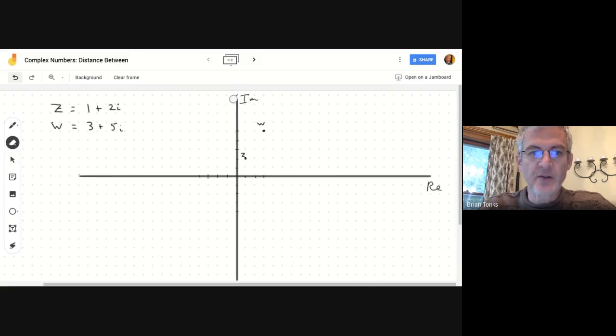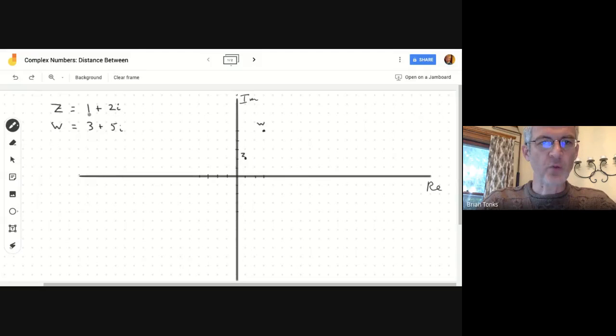So what I have on my screen is the complex number plane. You have the imaginary axis, which is the vertical axis, and you have the real axis, which is our horizontal axis. And I have two numbers here. I have z, which is 1 plus 2i, and w, which is 3 plus 5i. And those might have come from solving a quadratic formula or something like that that had within it the square root of -1.